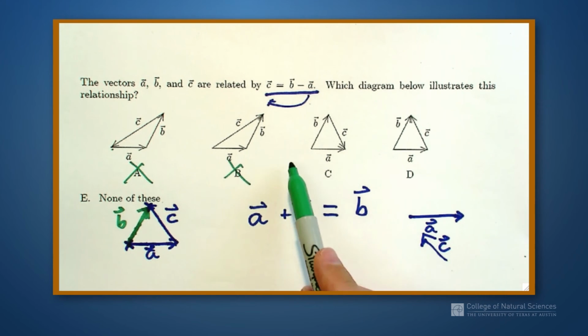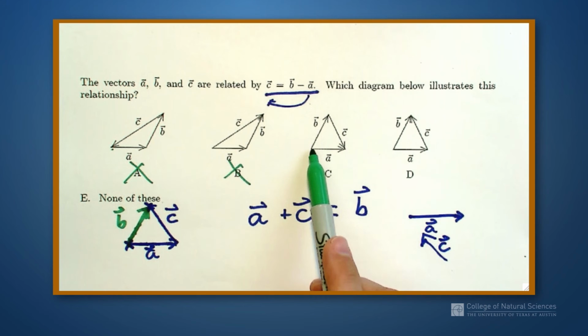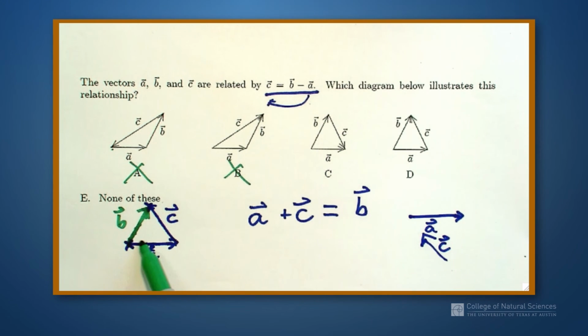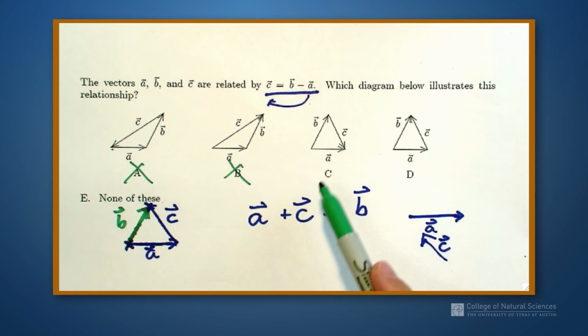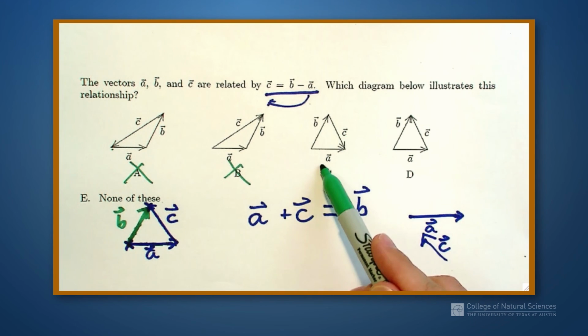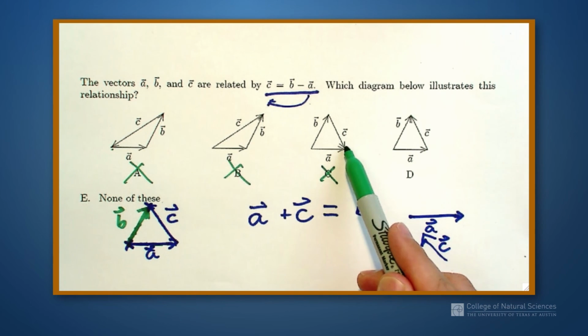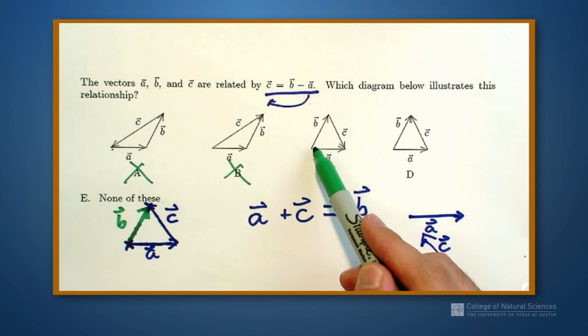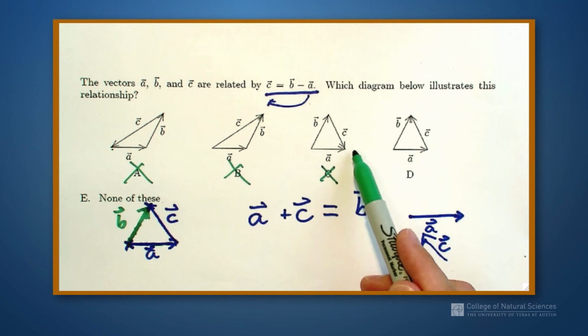This is one that initially doesn't look bad. a starts there, b starts there. It looks like what I have, a starting at one point, b starting at the same point. However, c points in the wrong direction. c would have to point backwards. So this would be b plus c gives me a.